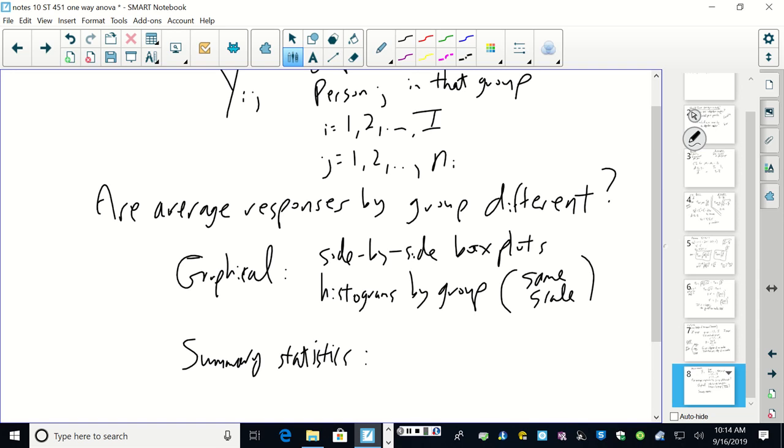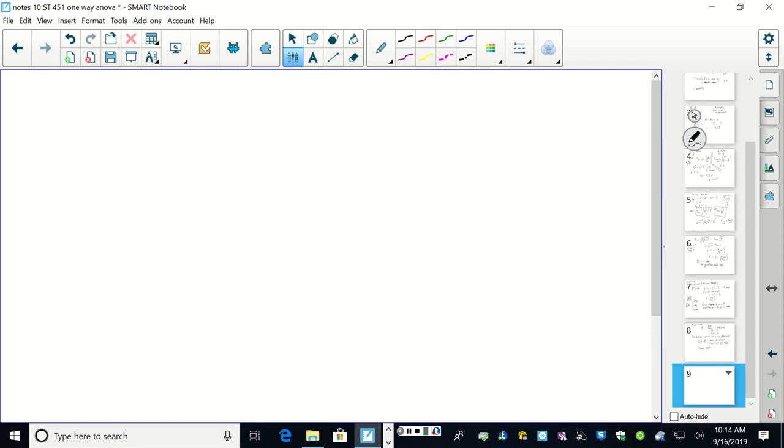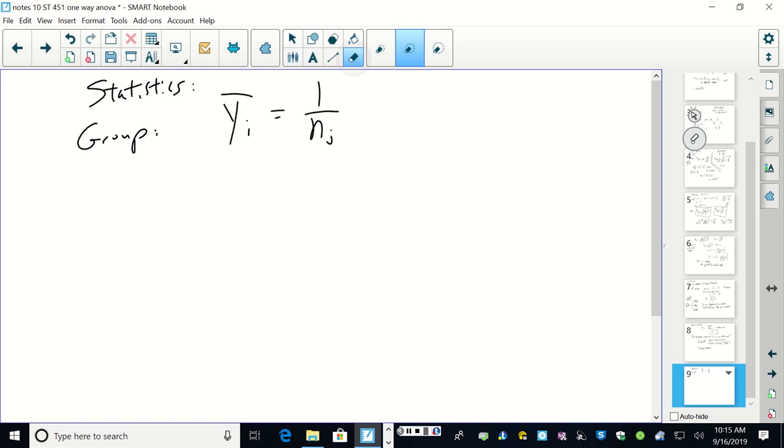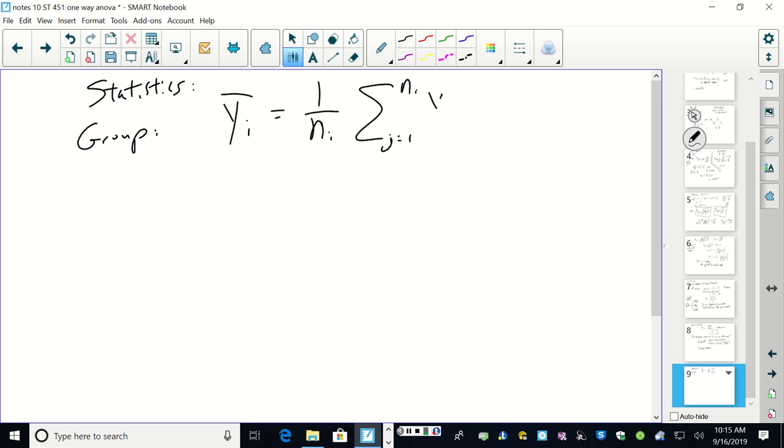So what are some of these summary statistics? Well, the sample mean in group i, y bar i, is 1 over n sub i times the sum of the y sub ij over the individuals j, your sample mean in that group. So certainly you can compare those.